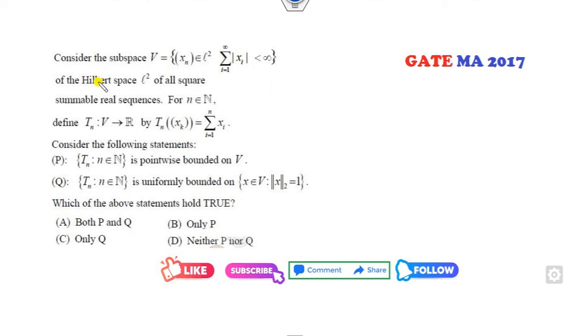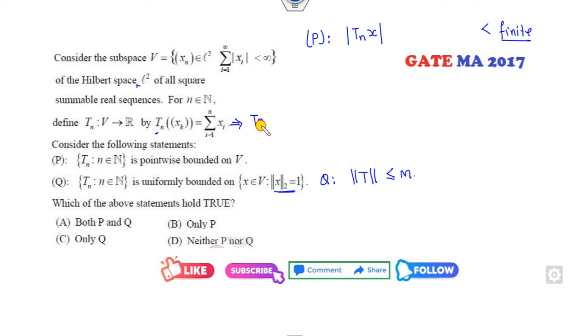Okay, which of the following is a Hilbert space? L2 square Tn is defined as here, pointwise and uniform. Firstly, I can check the P statement. For the pointwise case, we have to check this. If I prove that this is finite, then it is bounded. And for the second case, it's a norm of this. For the Q case, I need to prove this should be less than M.